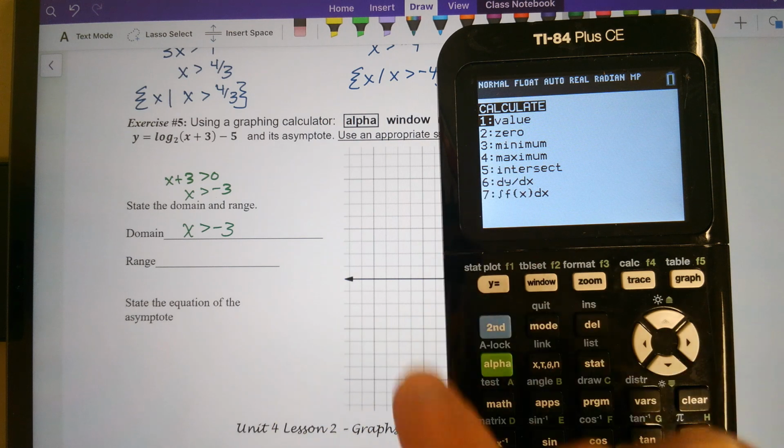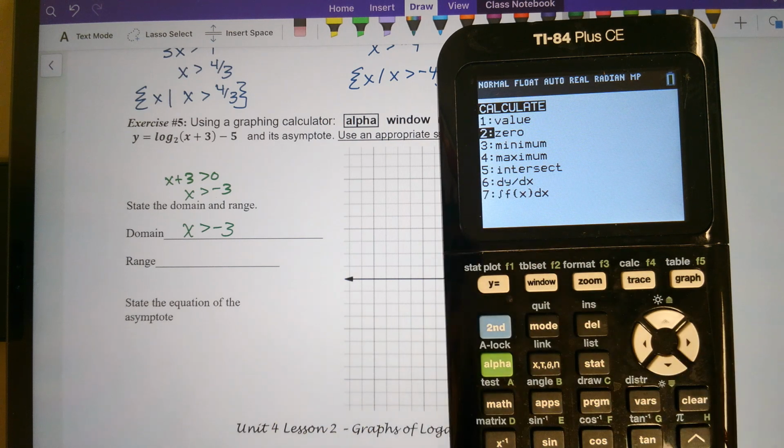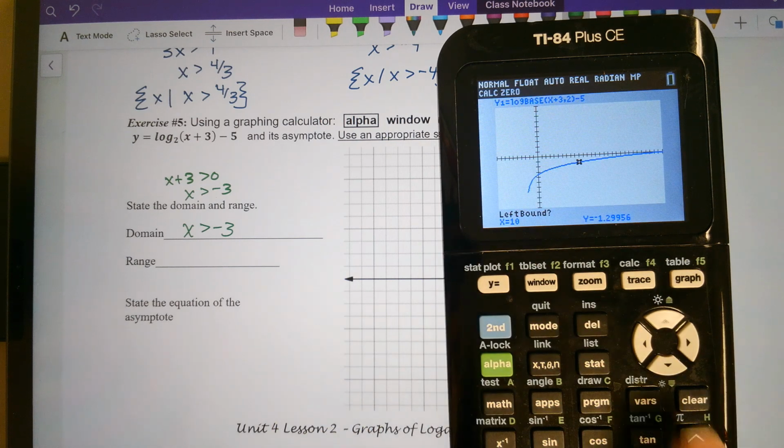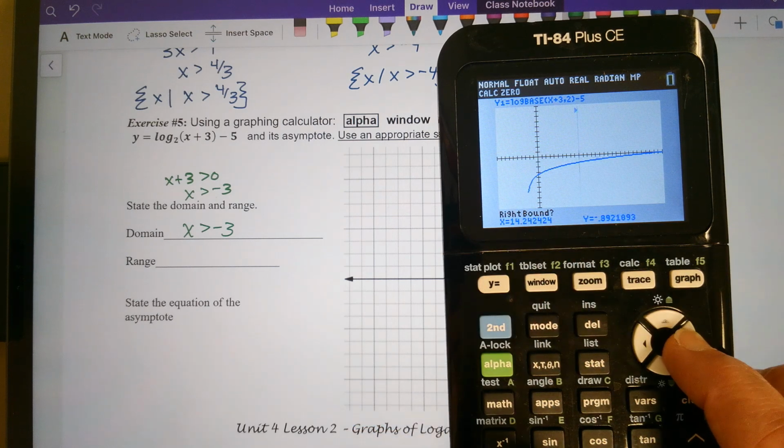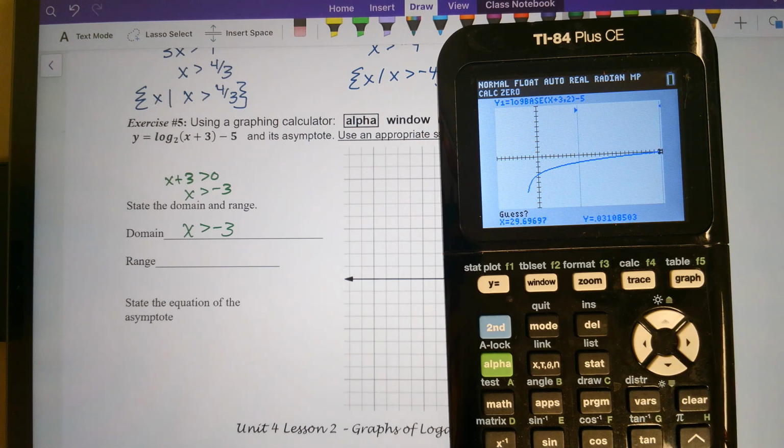x-intercept, remember another name for x-intercept is zeros, right? Press enter. It asks for a left bound, I'll press enter, and then it asks for a right bound. You need to move your cursor over to the right of where you think it may intersect. So I'm going to go almost to the end here. And then for the guess, you just press enter. Okay, so the x-intercept is at 29.